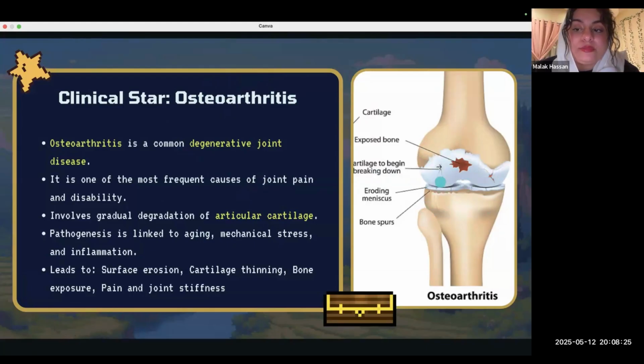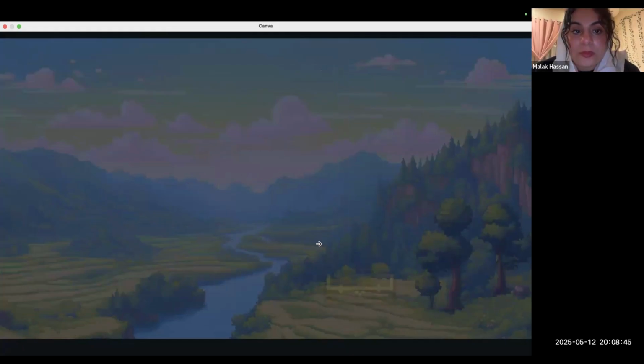And it's no longer strong enough, right? So it's linked to aging, mechanical stress, and inflammation. And what does it lead to? First of all, the surface erosion of the bone, and bone exposure. It can also lead to thinning of the cartilage and pain, lots and lots of pain and joint stiffness.